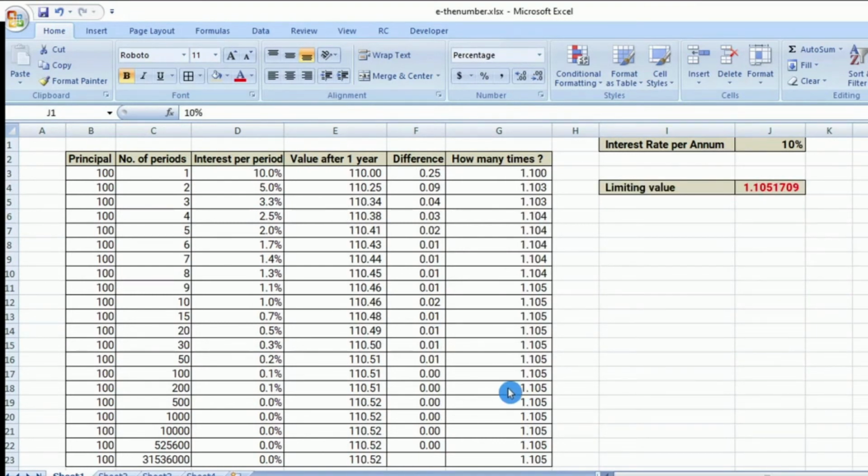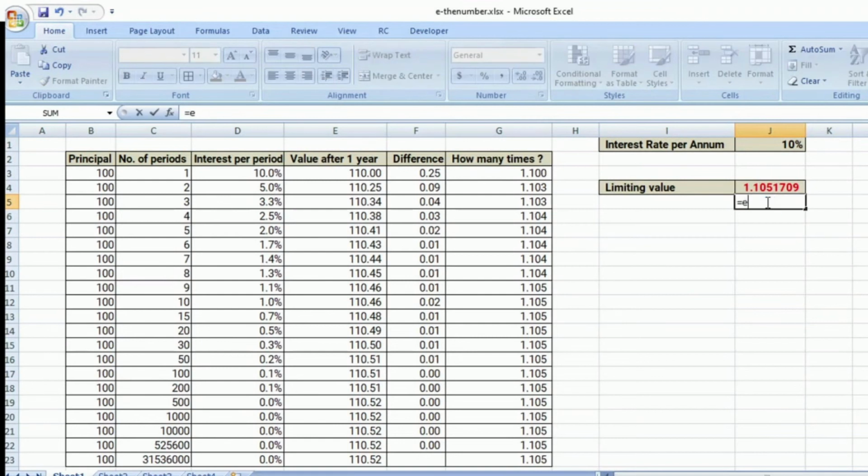Now, one may ask that we have used a very impractical interest rate of 100%. What if we use a more practical number, let's say 10% interest rate? It can be shown that even in those cases, the limiting value can be represented as e to the power interest rate. In terms of Excel, we can use the function exp.